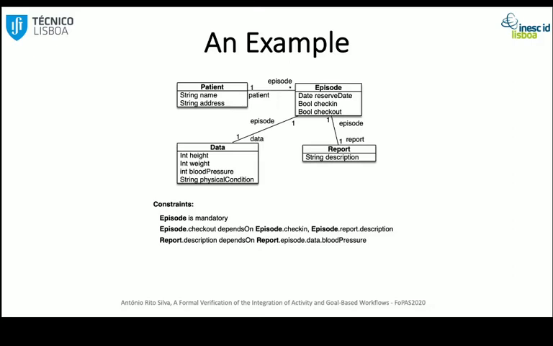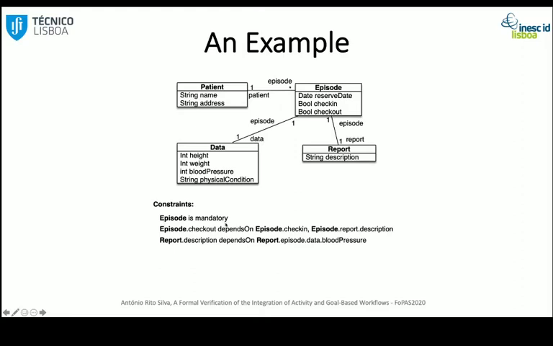A very simple example where, to accomplish a doctor appointment business process, you need to create an episode and an episode instance, and then you have to define the reserve date attribute, the check-in and the check-out, and you need to associate the episode with a patient, with its attributes defined, and you need to collect data, and then you need to write a report. And so this is a typical UML diagram, and we added a few constraints.